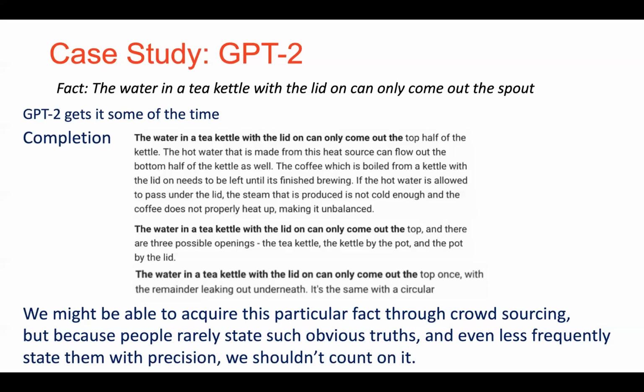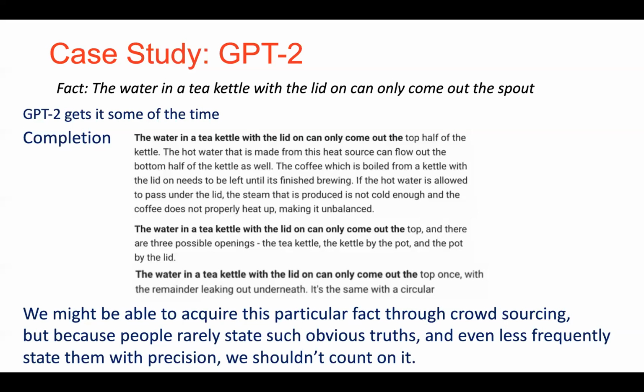Okay, here's another try. The water in a tea kettle with the lid can only come out the top. Come out the what? Second time around, it says come out the top. And there are three possible openings: the tea kettle, the kettle by the pot, and the pot by the lid. So somehow it's missing the idea of a spout completely.